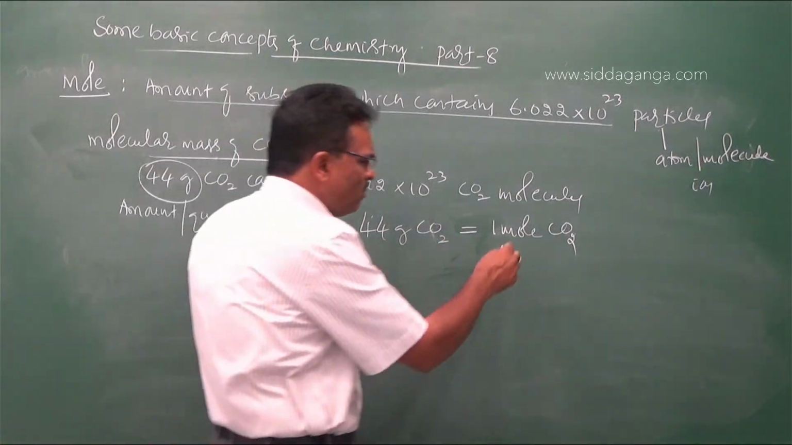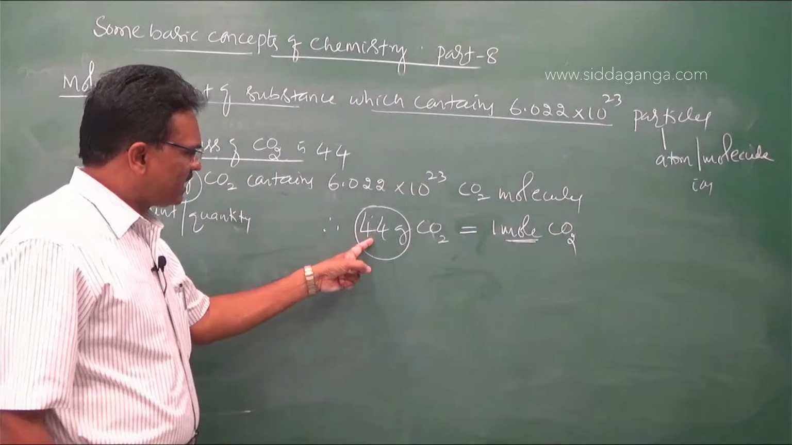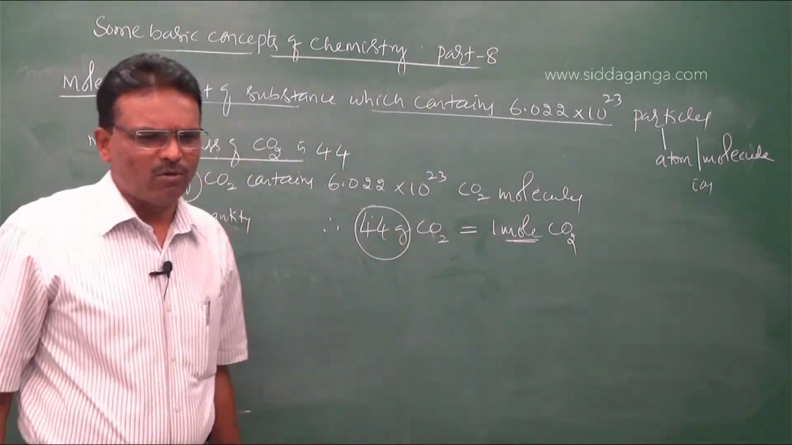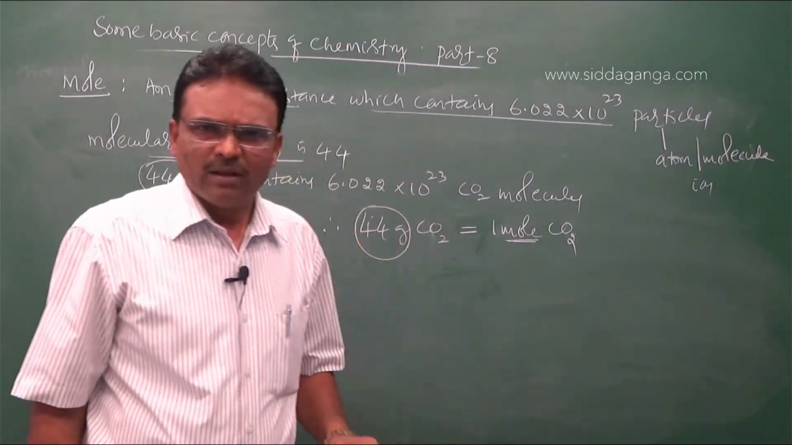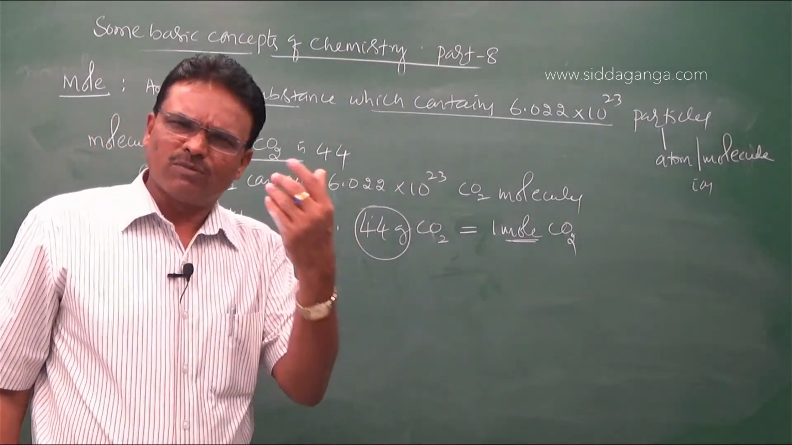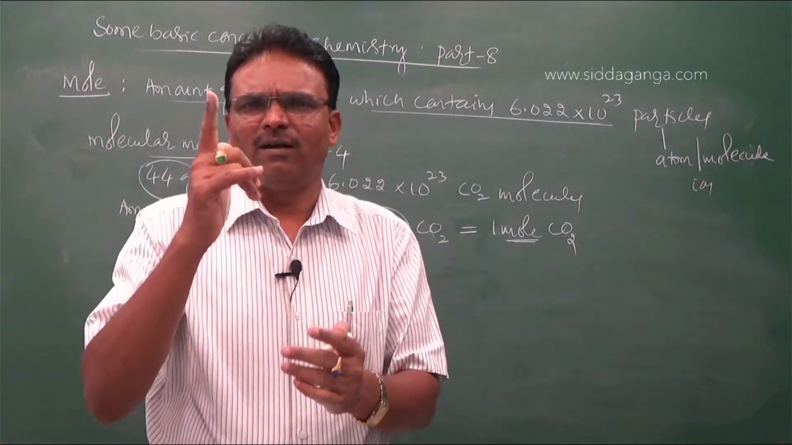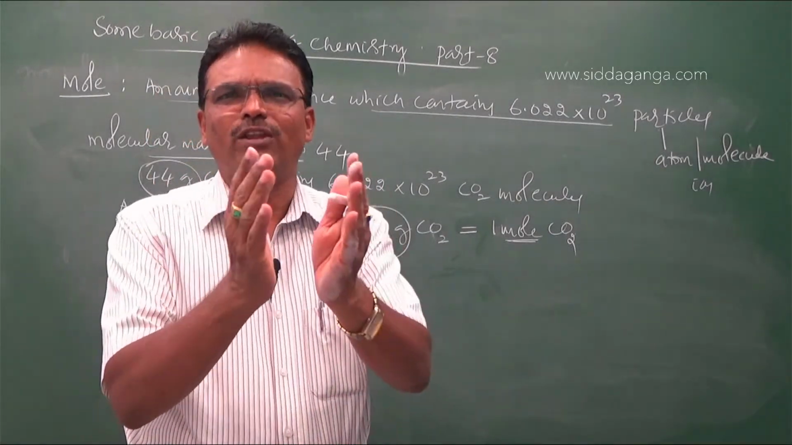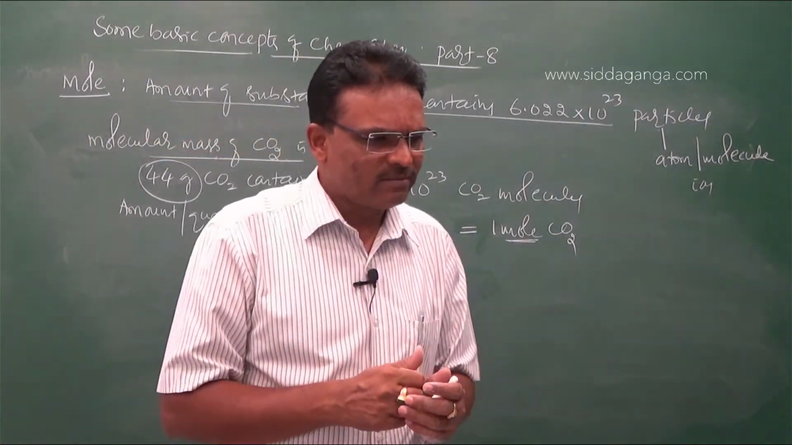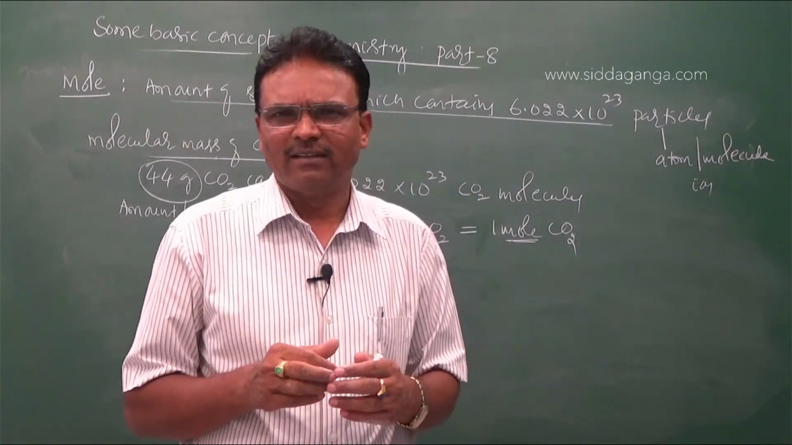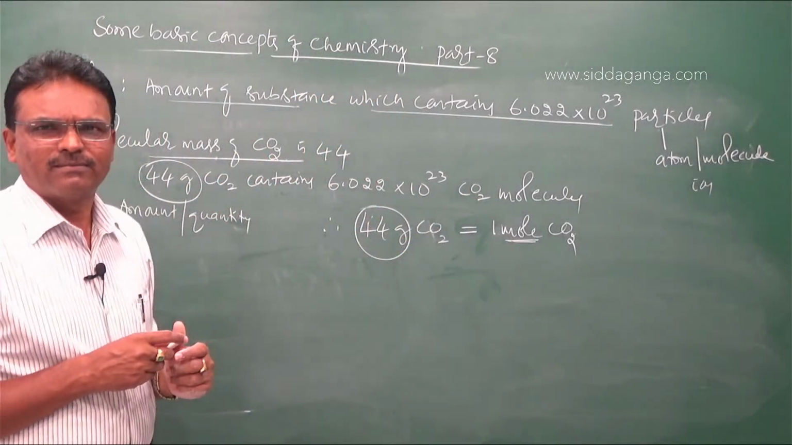Why? Mole is the quantity. Quantity means here 44 gram which contains Avogadro number of carbon dioxide molecules. Clear? Is the concept understood? Whatever substance you take, whatever quantity you take, if it contains Avogadro number of particles, that is 1 mole. Mole represents the quantity which contains Avogadro number of particles.